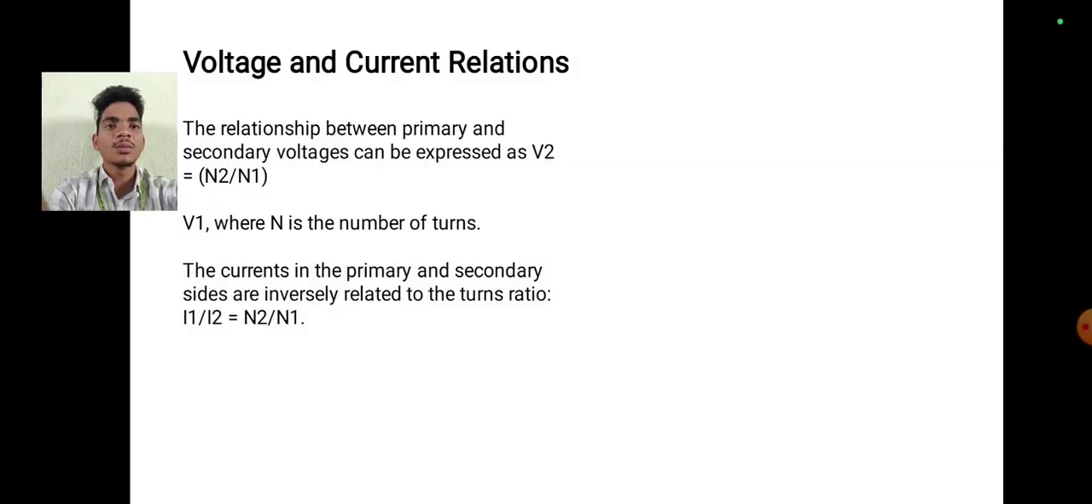Voltage and current relations. The relationship between primary and secondary voltages can be expressed as V2 = N V1, where N is the number of turns ratio. The currents in the primary and secondary sides are inversely related to the turns: I1 by I2 equals N2 by N1.